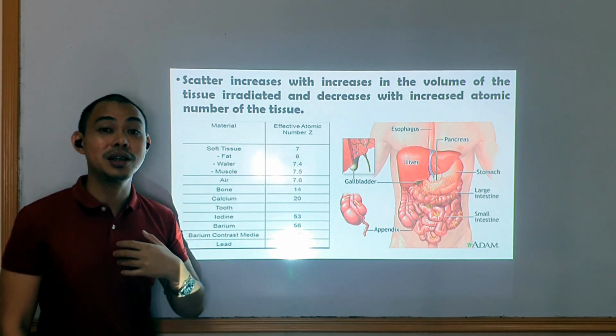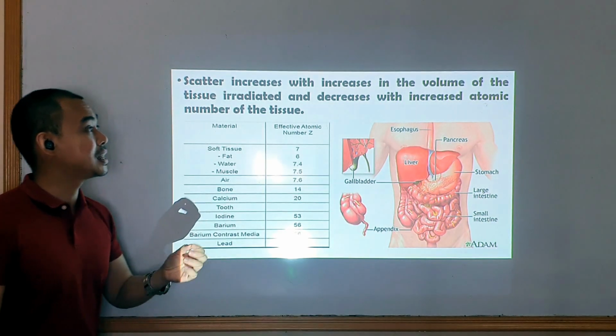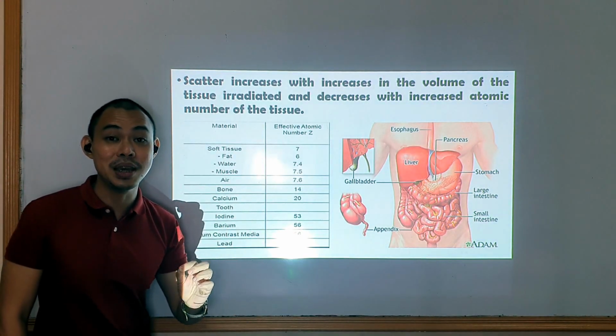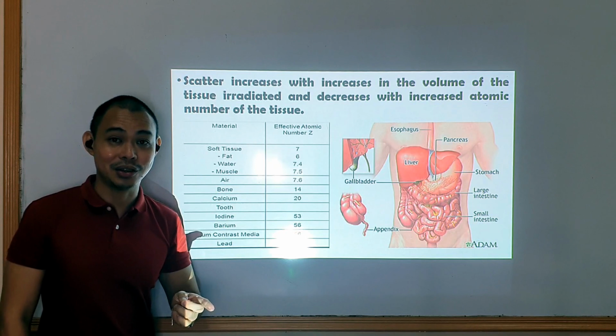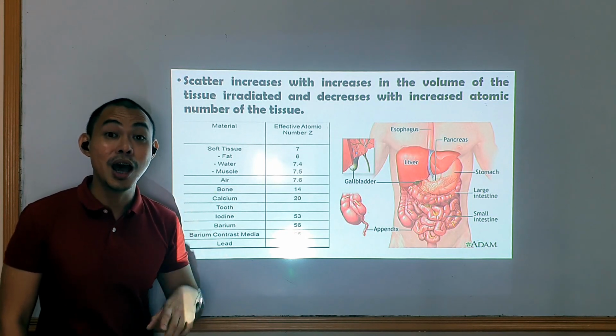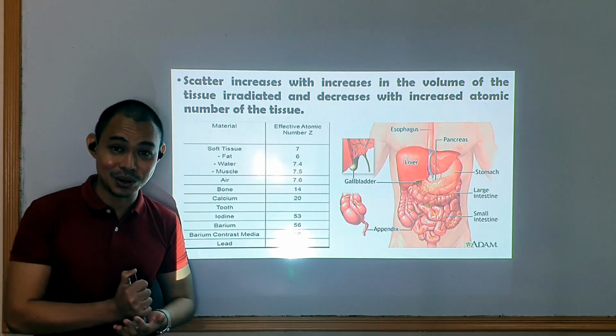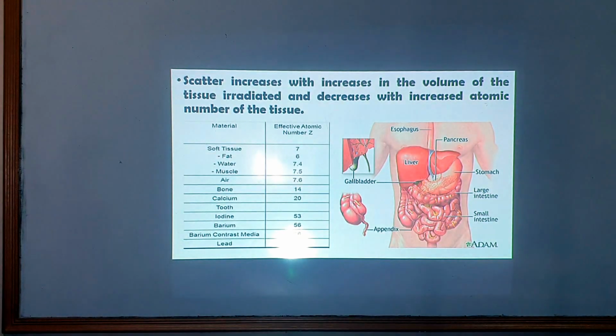Maybe some of you answered, because if there is an increase in atomic number of the tissue, the interaction is going to be photoelectric interaction, right? As compared to your Compton interaction, because Compton interaction produces scattered radiation. Are we clear?